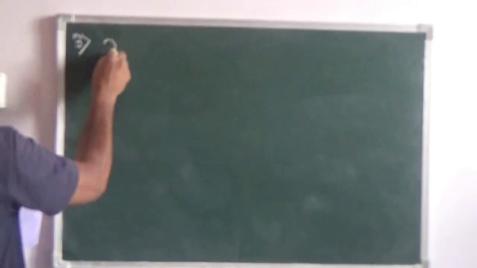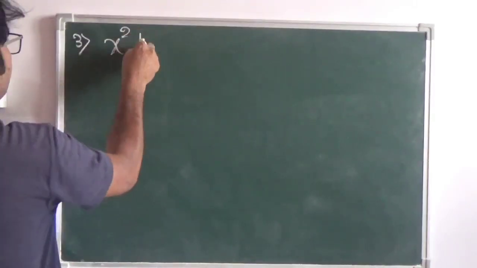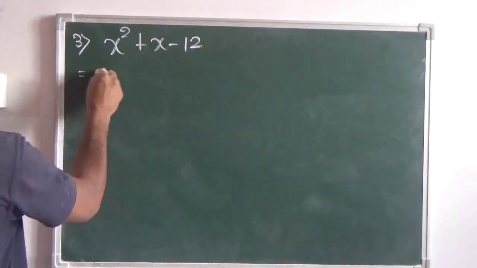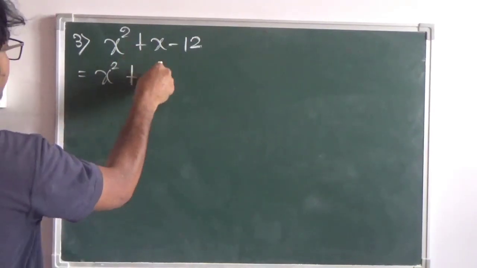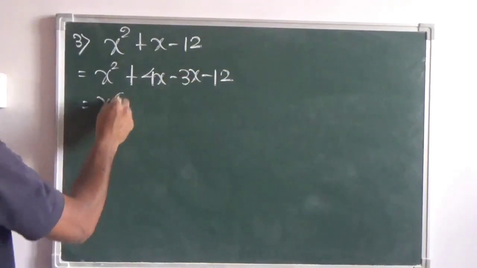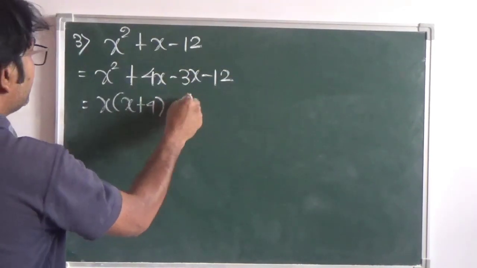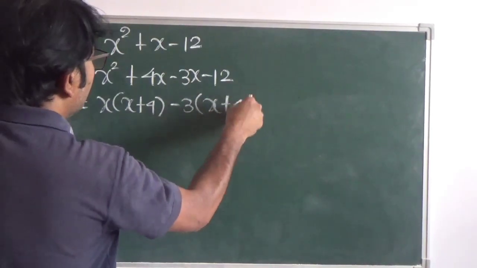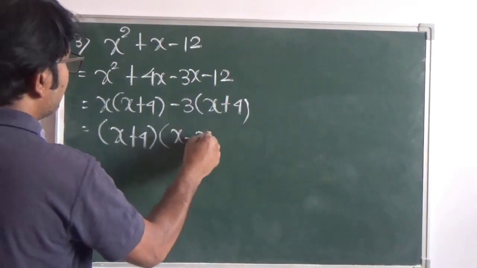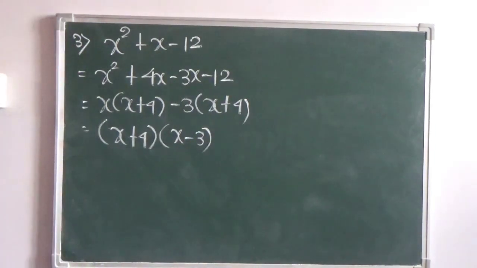Let us take question number 3. x square plus x minus 12. So you can write x square plus 4x minus 3x minus 12. So it is x into x plus 4 minus 3 into x plus 4. We take x plus 4 common, we will be left with x minus 3. Okay, this is number 3.